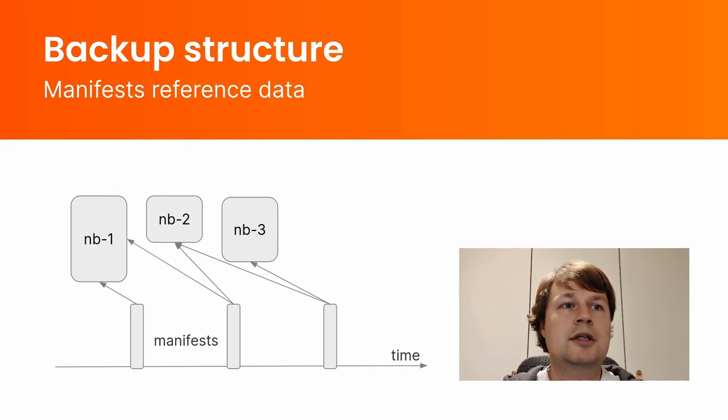Backup manifests basically reference the data items, such as SSTable data files or SSTable index files or whatever other files that are there in the Cassandra snapshot. Since Cassandra SSTables are immutable, we can store only a single copy for any SSTable component that needs to be reused between manifests. For example, in this picture, the SSTable NB2 is being reused between the second and the third manifest because it existed in the snapshot at the time that manifest 2 was created and manifest 3 was created.